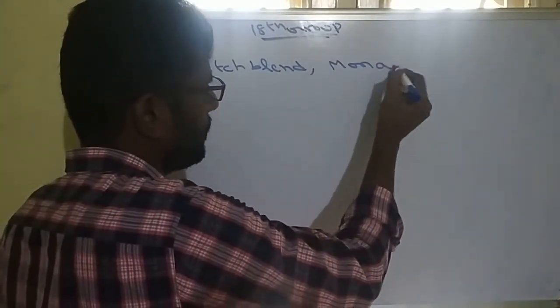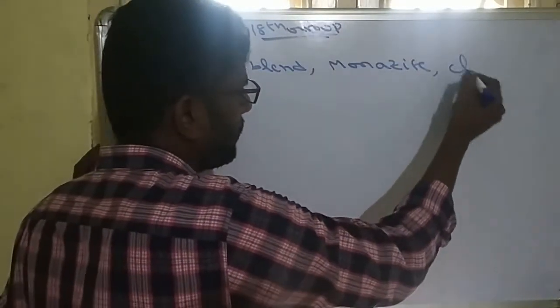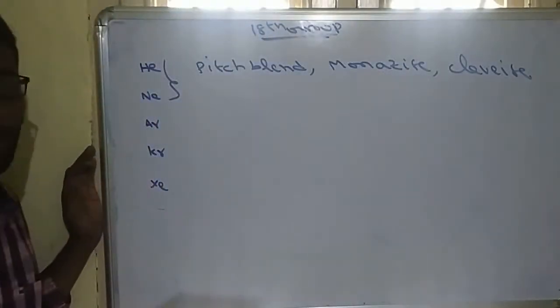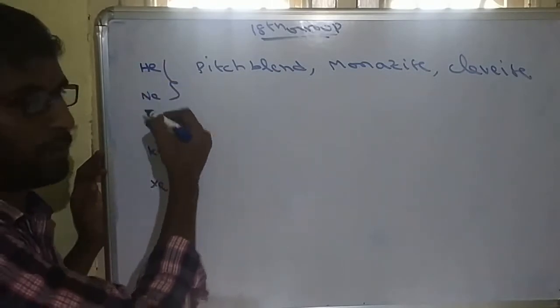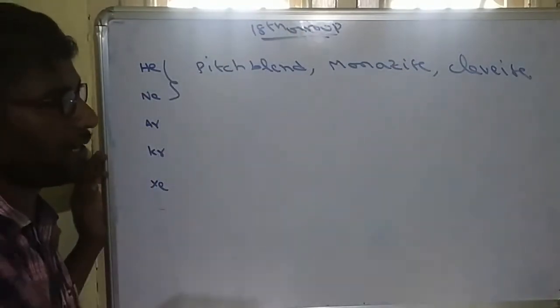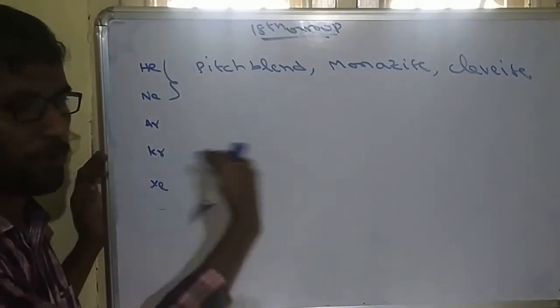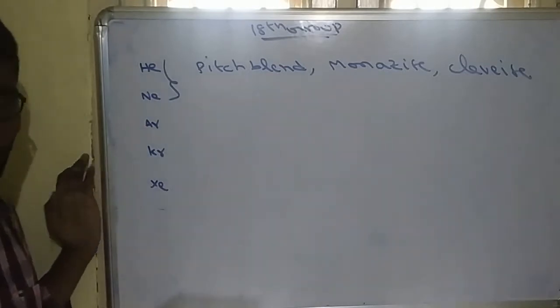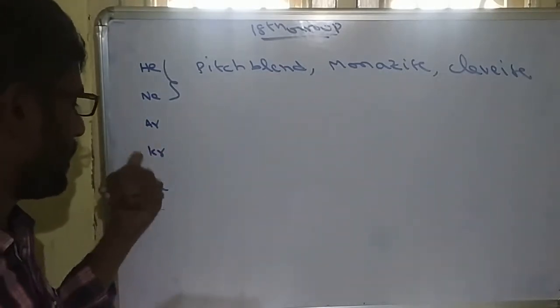pitchblende, monazite, cleveite. All these are radioactive minerals. So helium and neon are mostly present in these radioactive minerals like pitchblende, monazite, cleveite, whereas radon is formed by disintegration of radium. The remaining ones are present naturally in the atmosphere: argon, krypton, xenon.